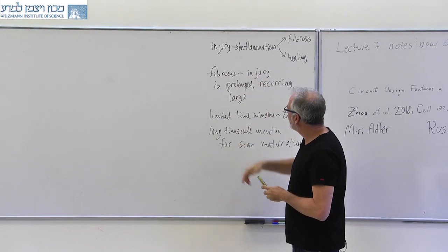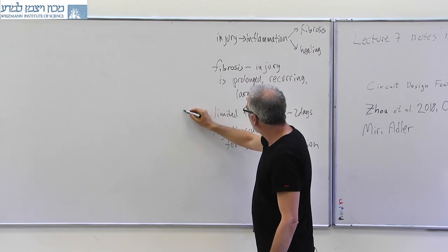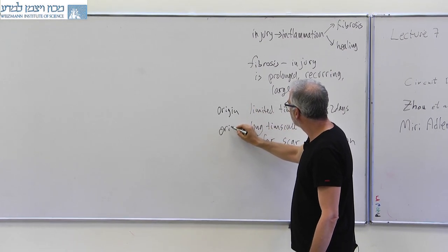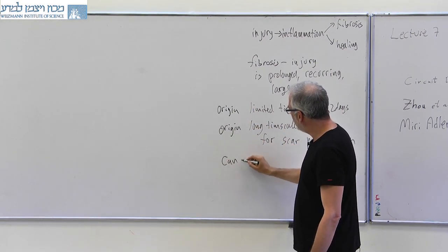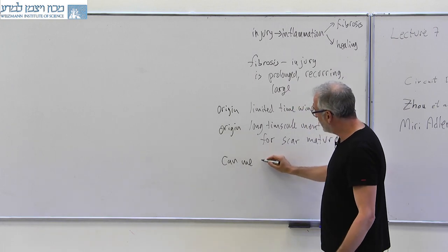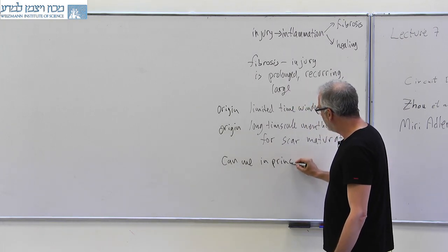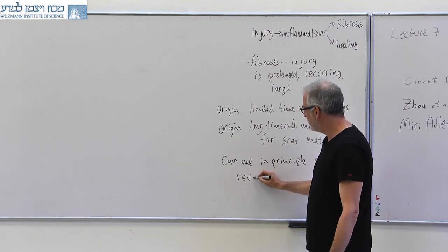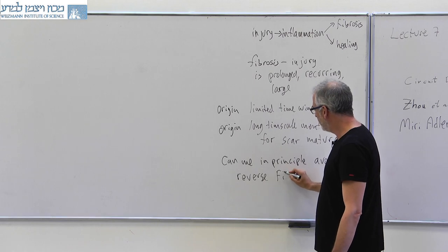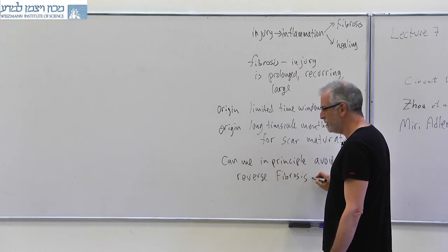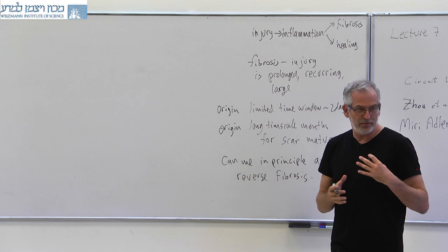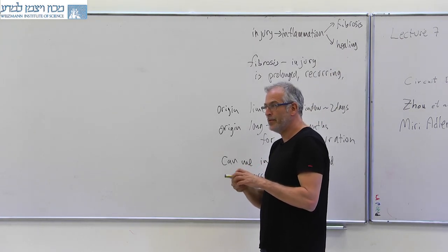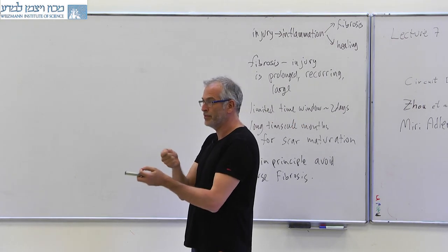So we want to understand these questions. What is the origin of this limited time window? And what is the origin of this long time scale? And can we, in principle, understand how to avoid and even reverse fibrosis? So we'll talk about ideas how to do that, again, based on the understanding. So you first wonder why, then you get to a picture from which you can understand how to do things. It's always like that in science.